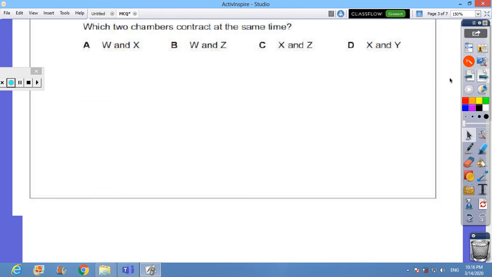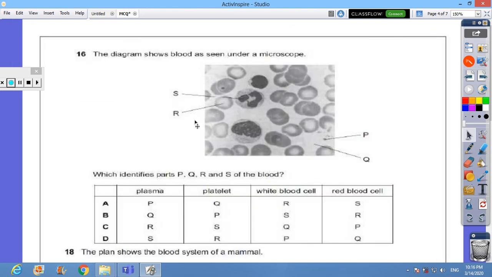Very good. Next. This is one more blood sample. The diagram shows the blood as seen under a microscope, which identifies parts P, Q, R, and S. I should identify them first. P is platelets, pointing to those little dark spots. Q is the plasma. S is the phagocyte, and R is an RBC. When I go to the platelets, I have 4 different choices. Only this one is correct about the platelets, P. That's why answer is B.